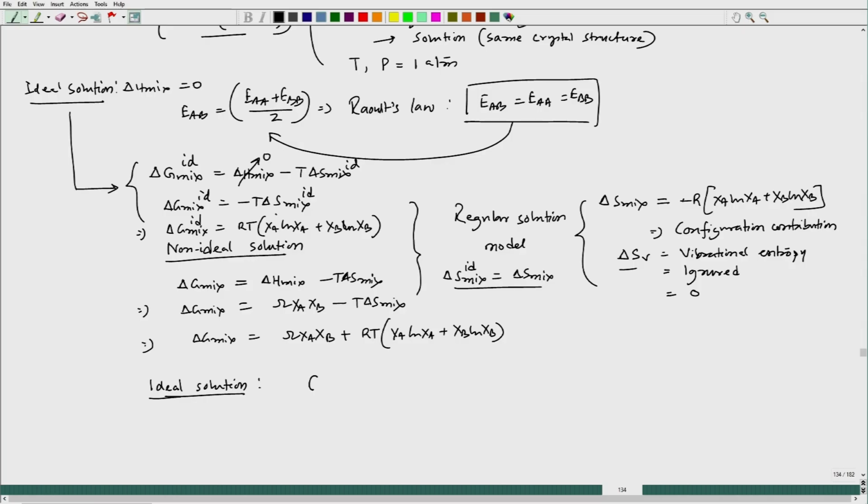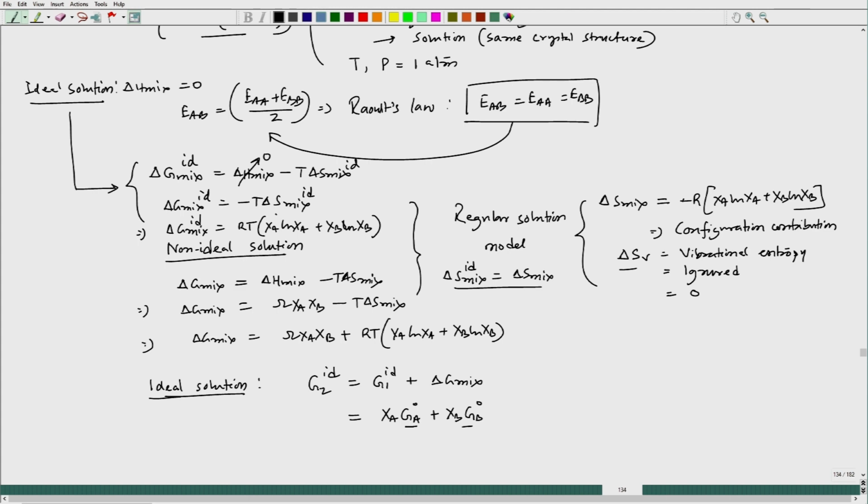So, ideal solution case: G2 ideal equals G1 ideal plus delta G mix. So, it can be written as XA GA naught plus XB GB naught. GA naught and GB naught are basically the molar free energies for A and B when they are in their pure condition. Now, we have taken 1 atmosphere, so these values become standard values. We have put a superscript 0, okay, 0 mark.